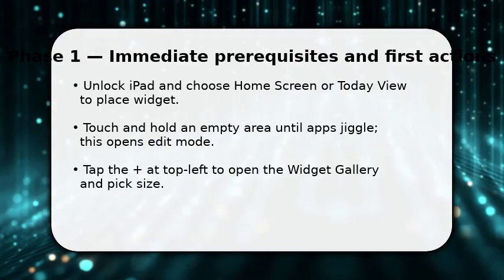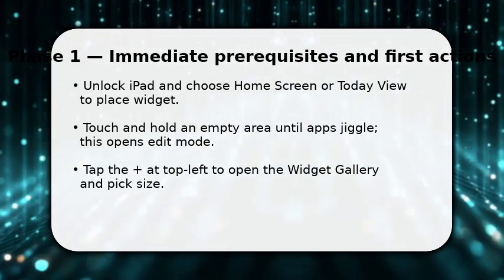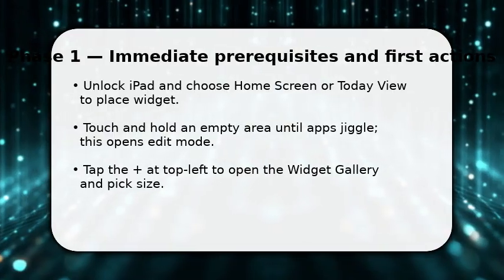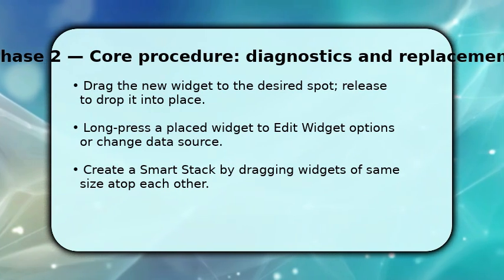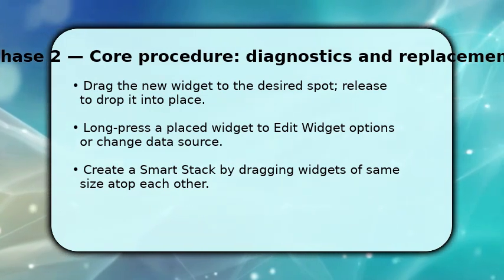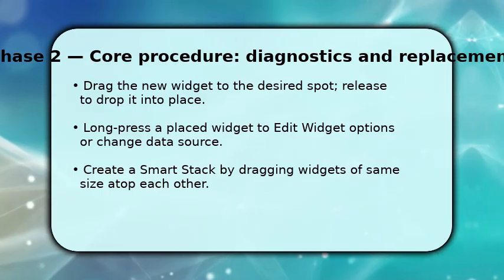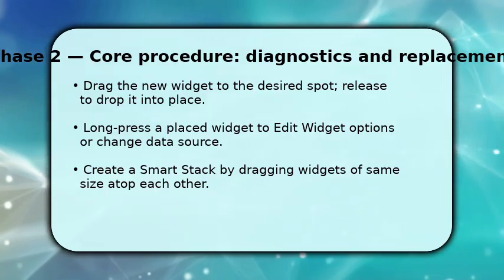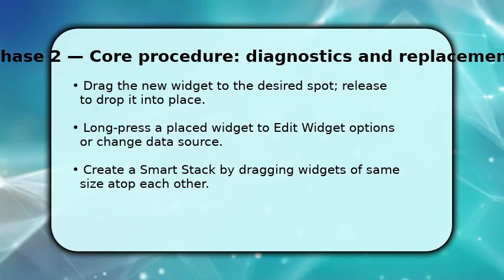Select a size that fits your layout, because size controls the density of information, and tap Add Widget to place it. Once the widget is on screen, you can drag it to the spot that makes sense for quick access. Placement changes how you reach data. If the widget supports configuration, long press it and choose Edit Widget to select accounts, lists, or sources. This is why some widgets show different content.